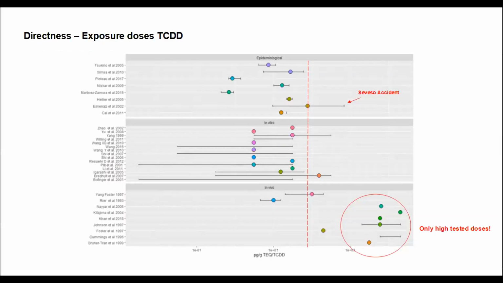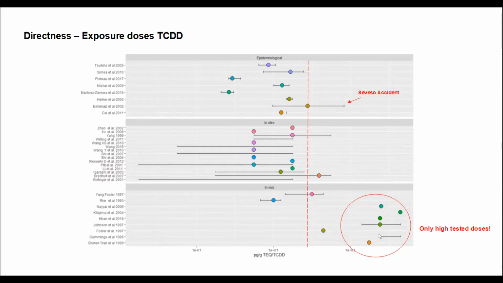I will also highlight the analysis of directness or indirectness in that case. In the case of the exposure doses, in the upper part, you can see the panel of doses from epidemiological studies highlighted. The higher dose study is from the asbestos accident, which is far from the rat studies or the rodent studies in the lower panel, which are some log scale higher.